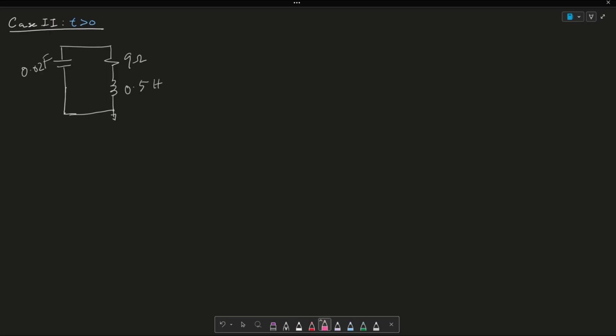So then to see what category this source-free series RLC circuit falls under, whether it's overdamped, critically damped, or underdamped, again, which we've talked about in the past, we need to consider this alpha, which is equated to R over 2L, which is again, R is 9 ohms over 2 times 0.5, which is then equated to 9. And this is in nepers per second. And if you remember, this is what's called the damping factor, or also referred to as the Napier frequency.